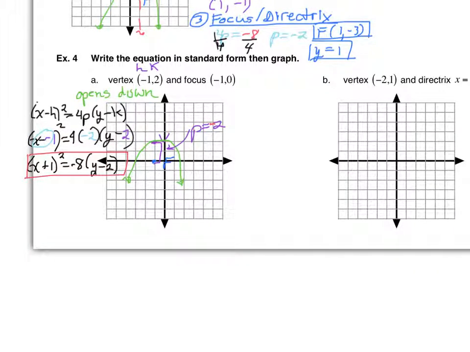How'd you get a negative 2? Because I need to determine whether 4p is positive or negative, because if 4p is positive, then p is positive. If 4p is negative, then p is going to be negative. So because my parabola opens down, I know that my p has to be negative. If it opened up, my p would be positive. So let's do the very last one.